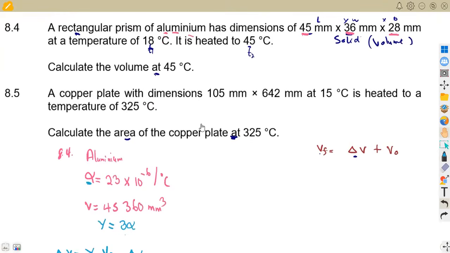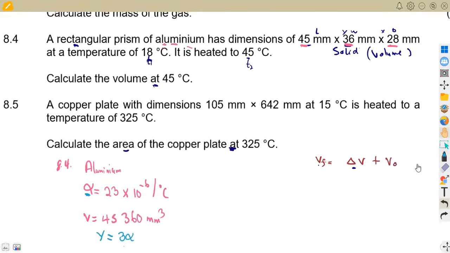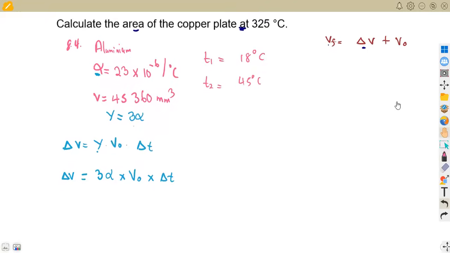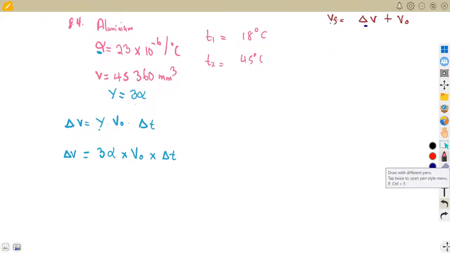We've got our temperatures here. Remember, it was at 18. Our initial temperature is at 18 here. This was our initial temperature, our T1 at 18 degrees Celsius. And the final temperature is at 45 degrees Celsius. So these are our temperatures. We are going to substitute these into our formula so that we can calculate our change in volume.